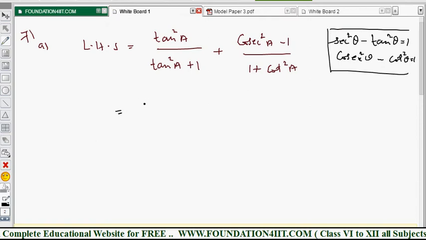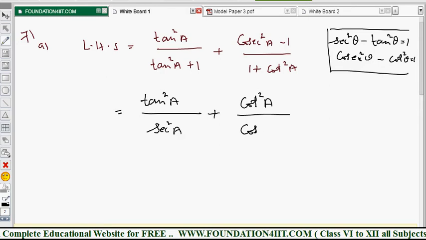Then here tan square A is as it is. Numerator is tan square A by tan square A plus 1, that is sec square A. Okay, sec square minus tan square is 1 means 1 plus tan square is sec square, plus cosec square minus 1, that is cot square A, by 1 plus cot square, which is cosec square A. So both the trigonometric identities are applied here.